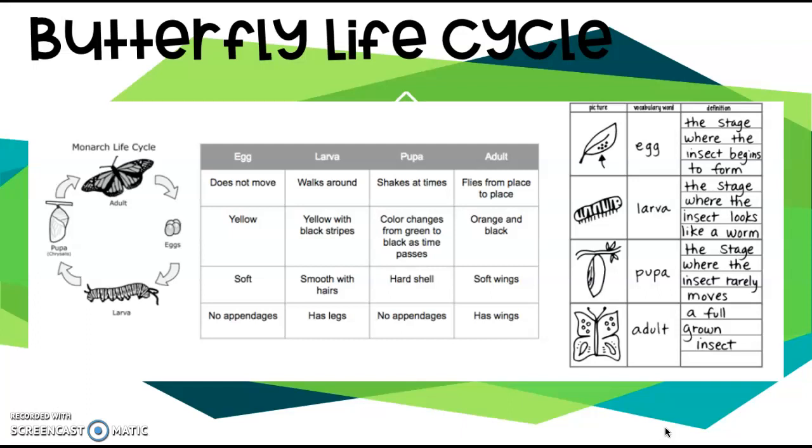During the larva stage, it walks around. It's yellow with black stripes, smooth with hairs, and has legs. In the pupa stage, it shakes at times. Color changes from green to black as time passes, has a hard shell, and no appendages. In the adult stage, it flies from place to place. It's orange and black, has soft wings, and it has wings.